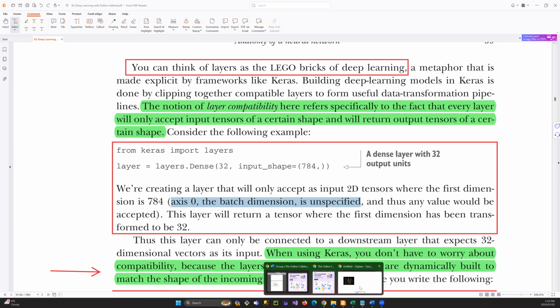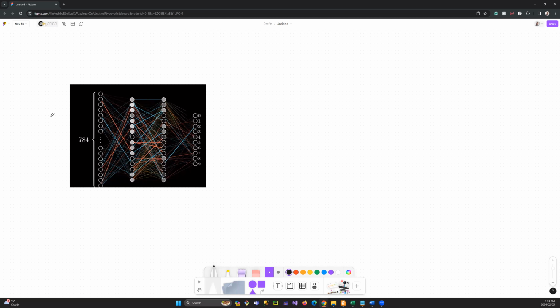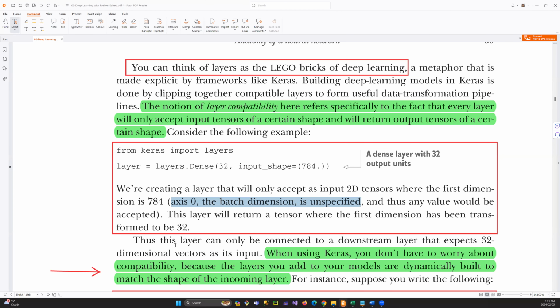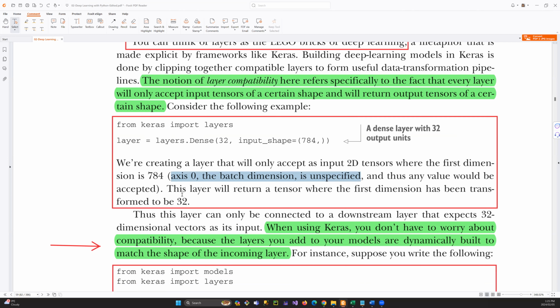When I show you this, we just say every single picture is 28 by 28 pixels, right? And we don't say, for instance, we have 60,000, right? So think about it. Where do we use that 60,000 concept in our network? Do not answer it at the moment. Just think about it. We are going to get to there in no time. This layer will return a tensor where the first dimension has been transformed to be 32.